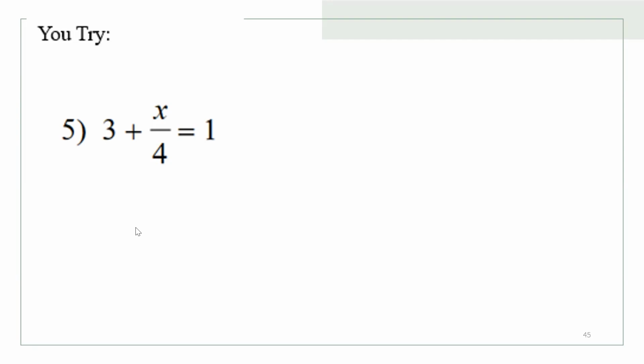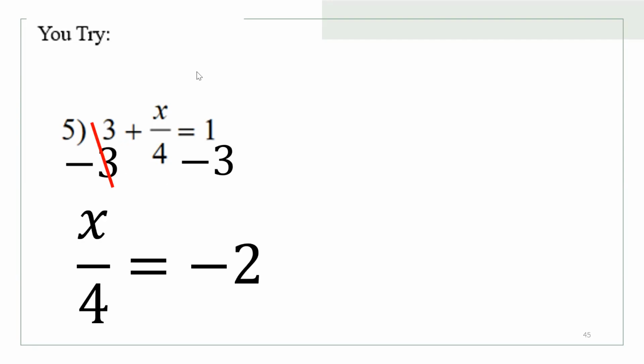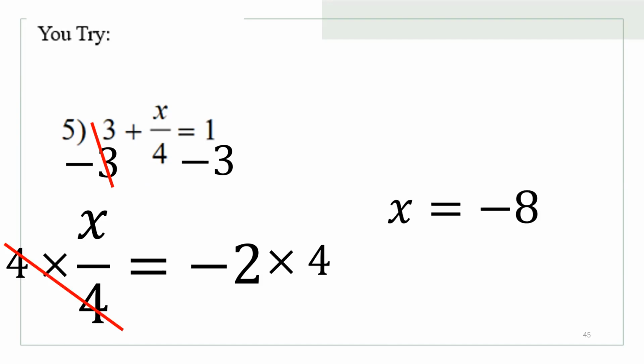Okay, here I go. They should have subtracted 3 first. Then they would have brought down the x over 4. 1 minus 3 gets you -2. How do we get rid of dividing by 4? We're going to multiply both sides by 4. We end up with x equals -8. -8. And the crowd goes wild. There's nobody in here right now.